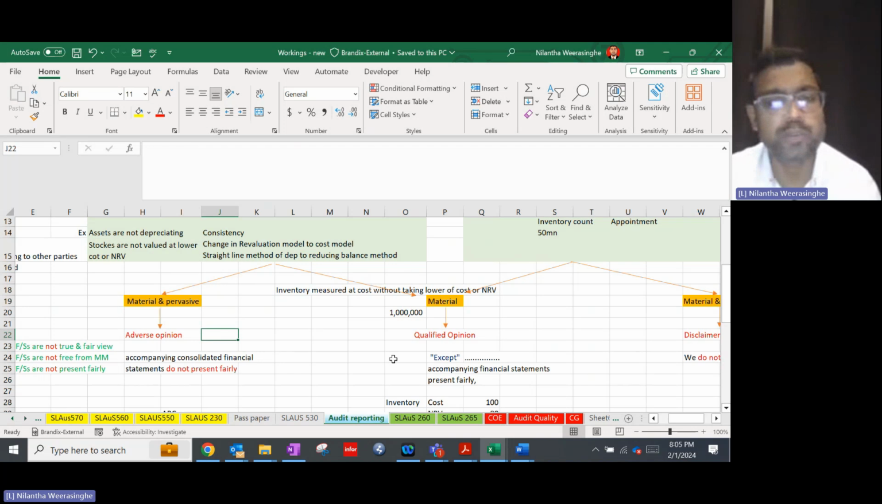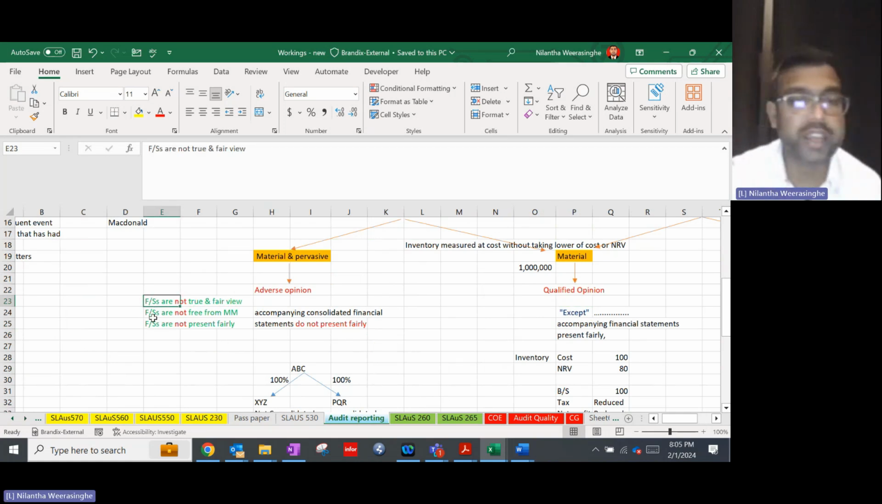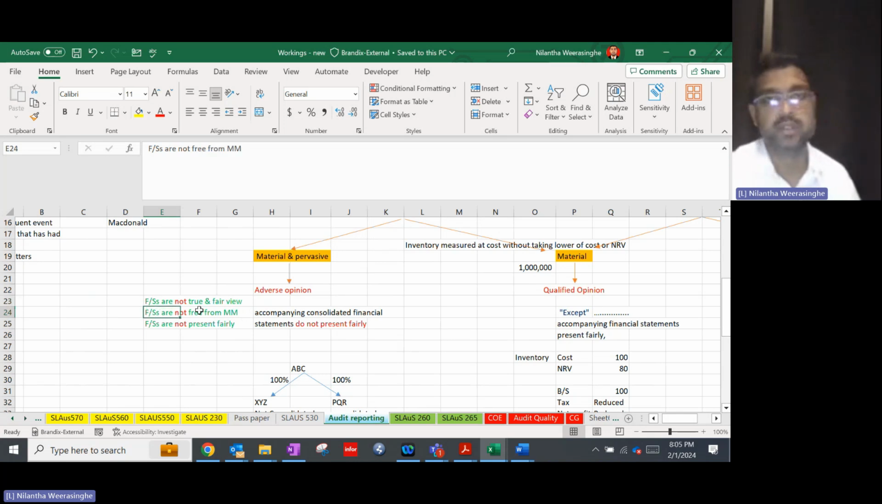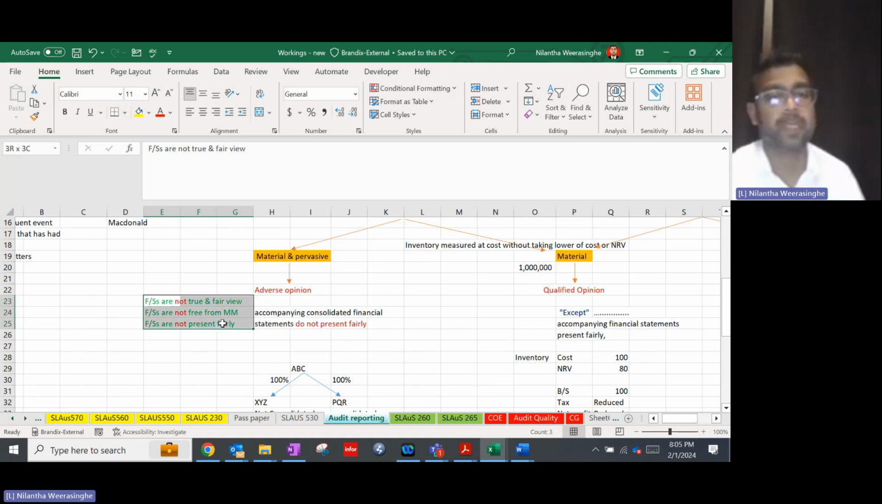How do you deliver adverse opinion? If it is qualified opinion, except for opinion. Adverse opinion, simple. Financial statements are not true and fair view. Or else you can say financial statements are not free from material misstatements. Or else you can say financial statements are not present fairly. Not present fairly. Not free from material misstatements. Not true and fair view.